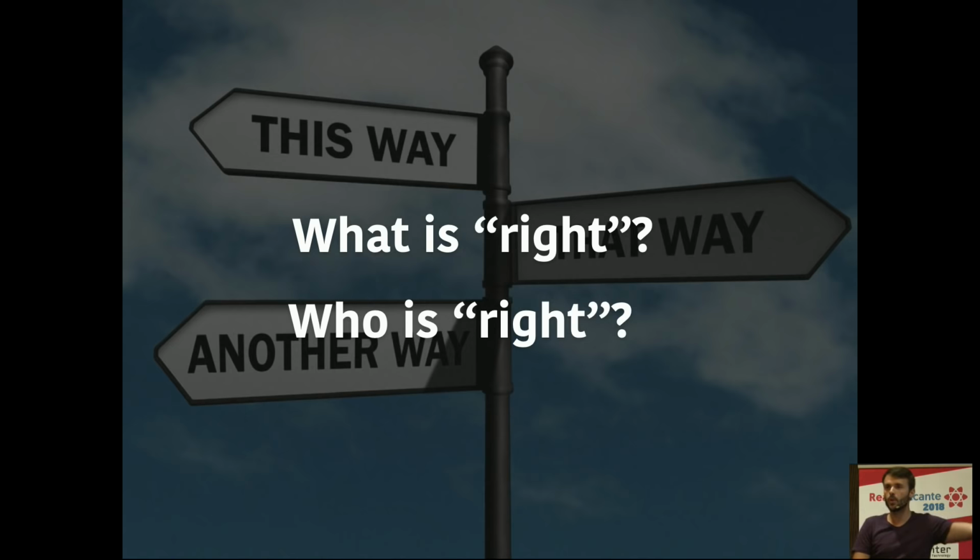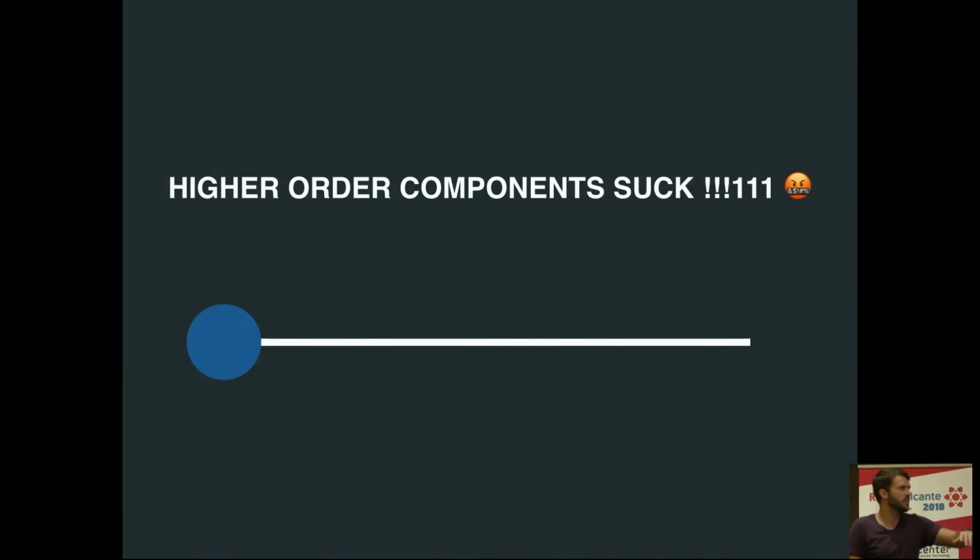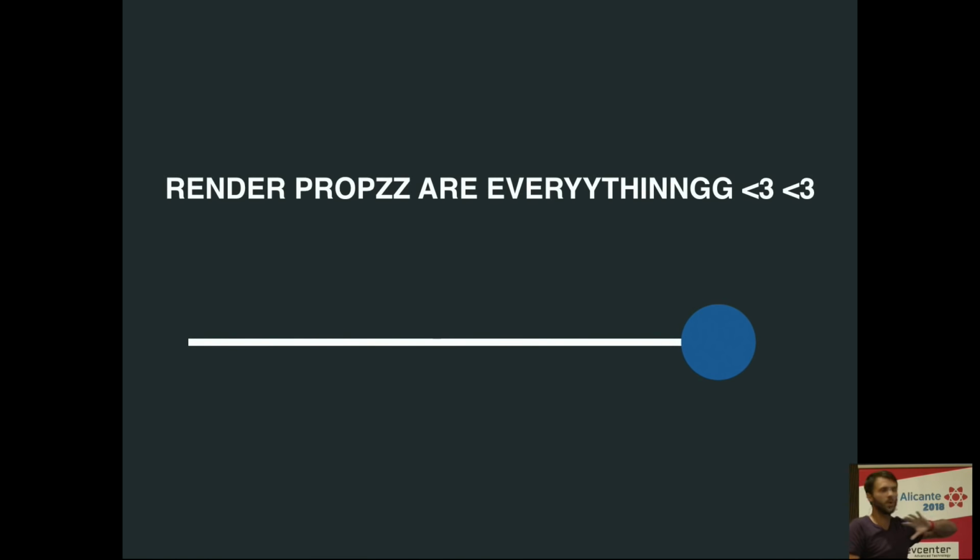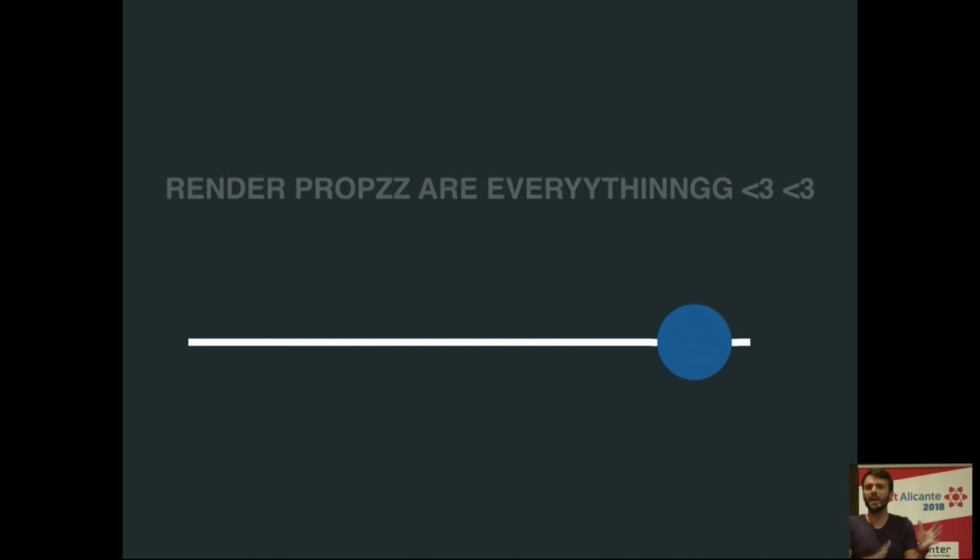But what is right and who is right? Who can be the person we can trust? Because our community is pretty crazy. Where you go on Twitter, where you go on Reddit, people are insane. Every day you're going to read, we're either on one side of the spectrum, like, higher order components suck. You cannot use them, they suck. We decided that. Now, render props are everything, okay? No more higher order components, that's it. Why can't we just find the middle?